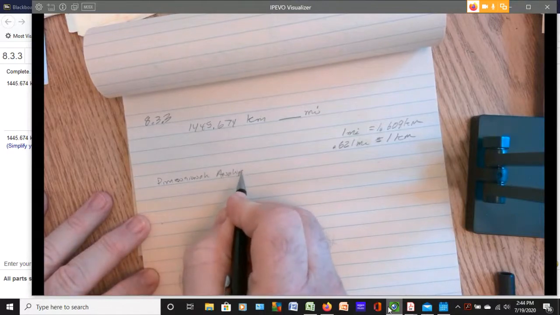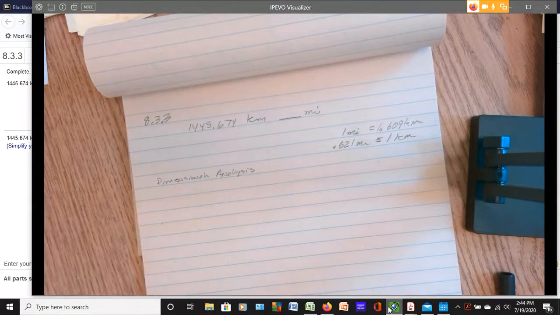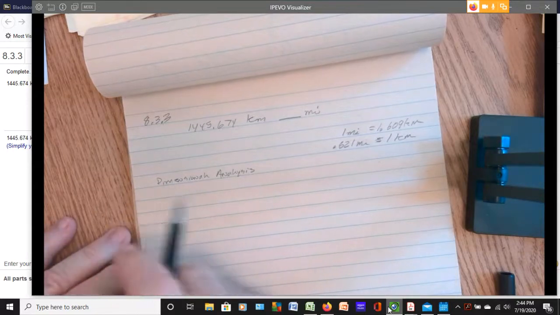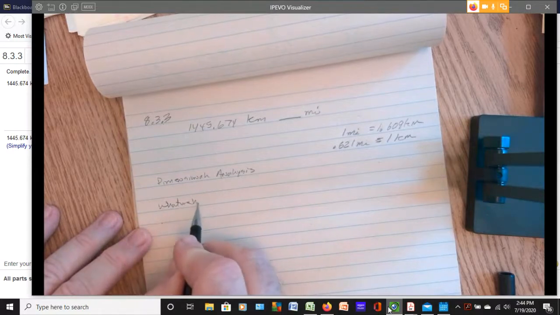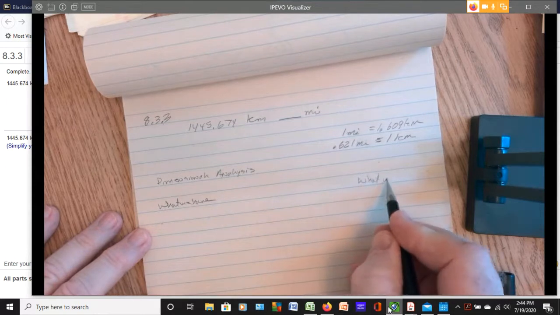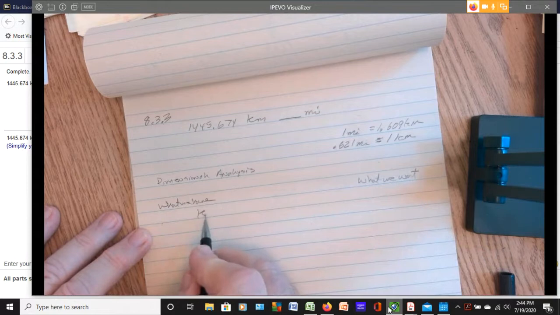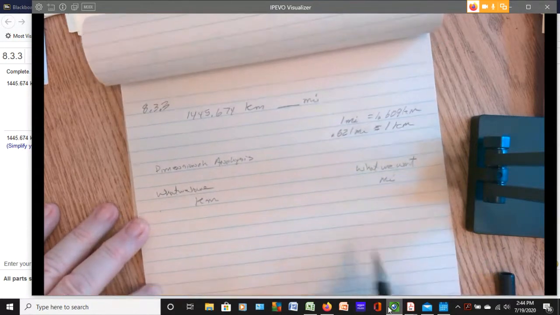The reason I like to use it is because it helps clear up any confusion about whether you're dividing or multiplying by a conversion factor. And here's the way it works. What we do is we start off with what we have, and we're trying to get to what we want. So that's easy. We're starting off with kilometers, and we want to get to miles, right?